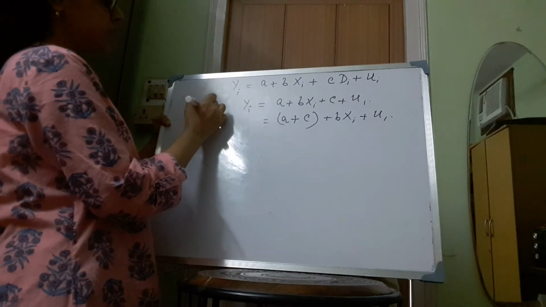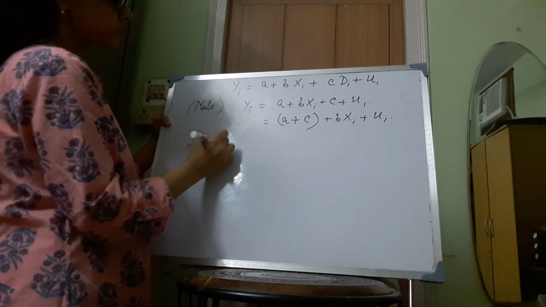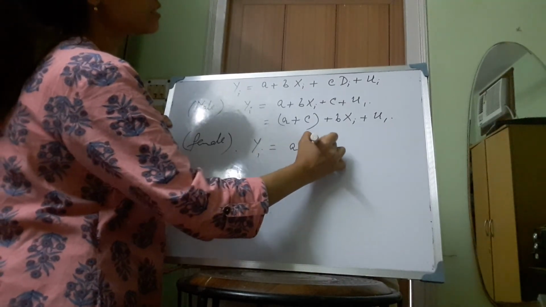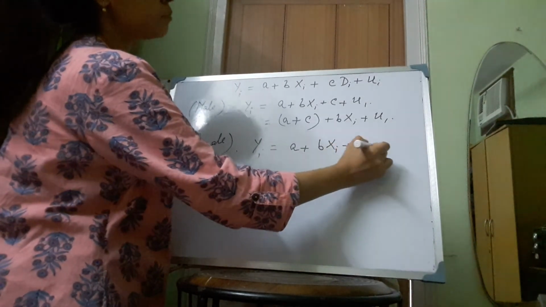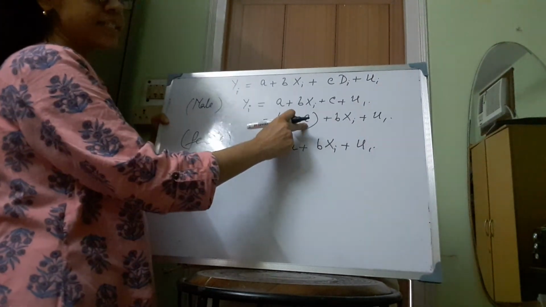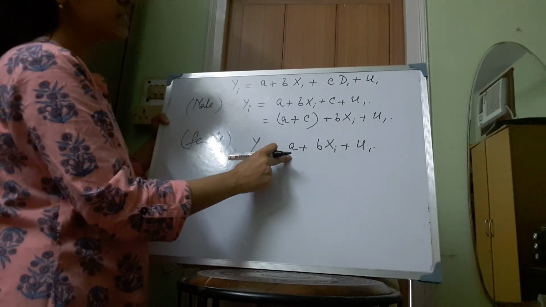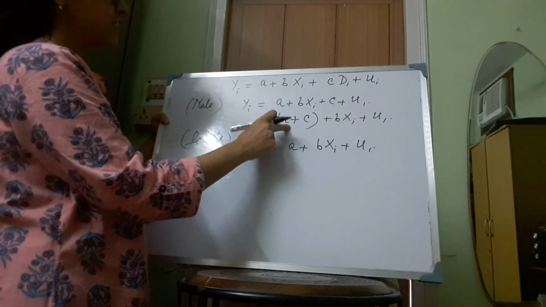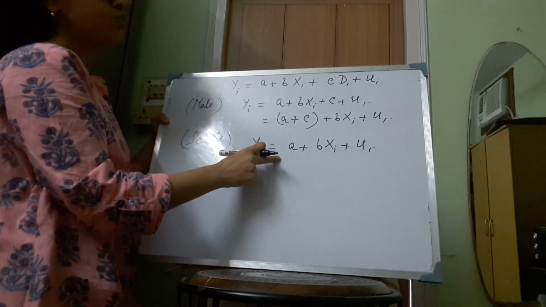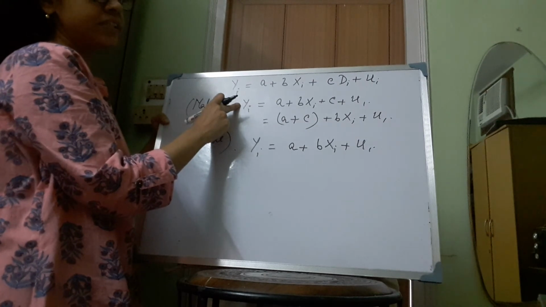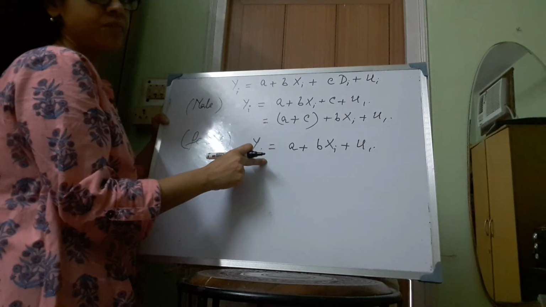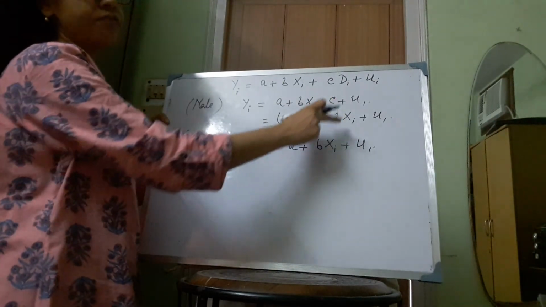So this is for male, and for female workers yi is equal to a plus b xi plus u. Simply yi is equal to a plus b xi. So now if c is positive, then a plus c is higher than a. So in that case we can say that the value of the intercept for this regression model is higher than this. So we can say that the male workers get a higher salary than the female workers even if they have the same level of education.